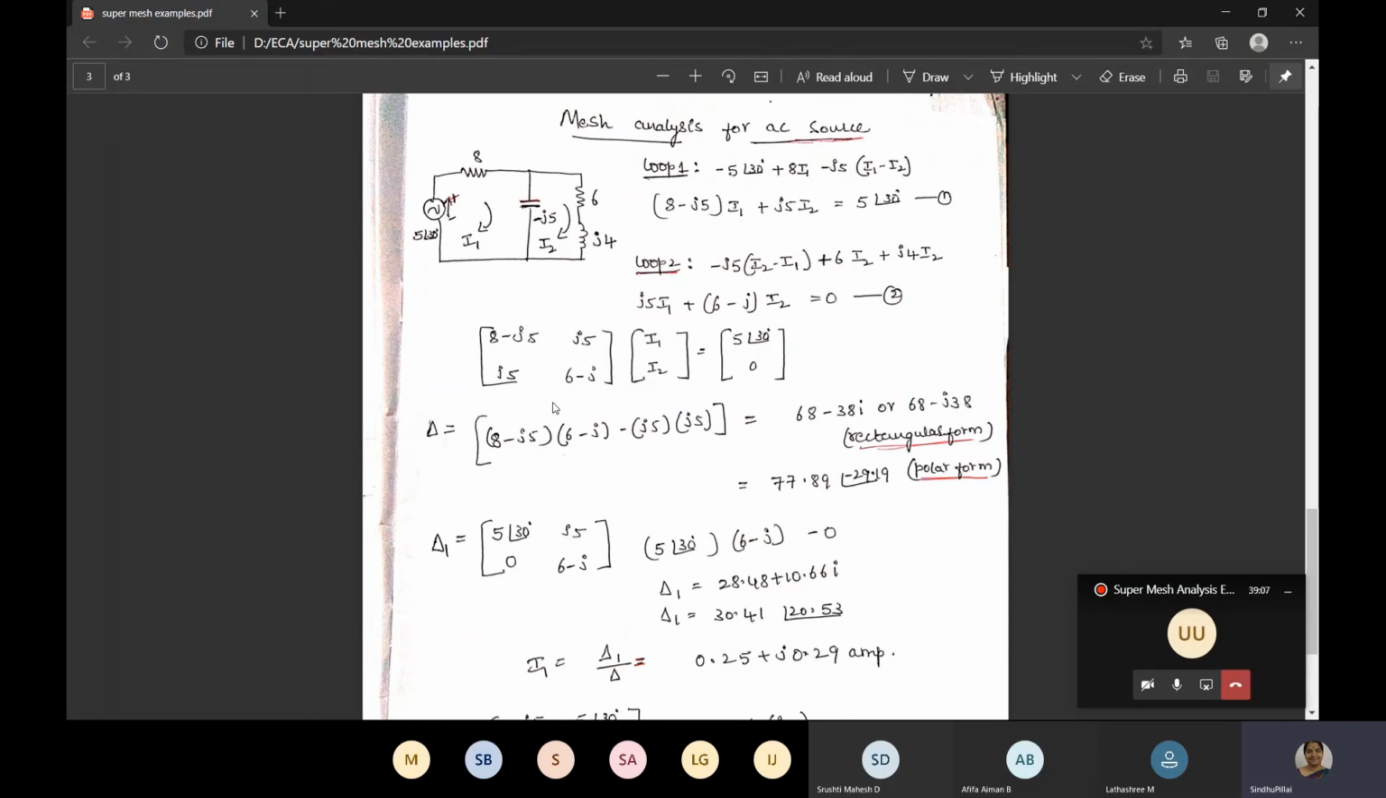How to do this Cramer's rule to find 8 minus j5 into 6 minus j. These both are cross multiplied, minus j5 into j5. This you have done. Okay, 8 minus j5 into 6 minus j minus j5 into j5 will get the determinant of this matrix. Whatever I have written here, the same thing you have to substitute in your calculator.